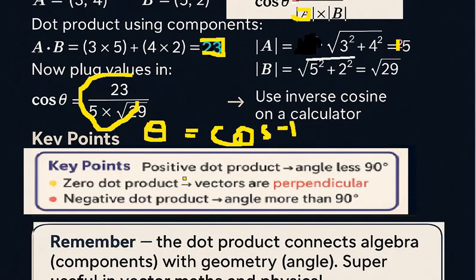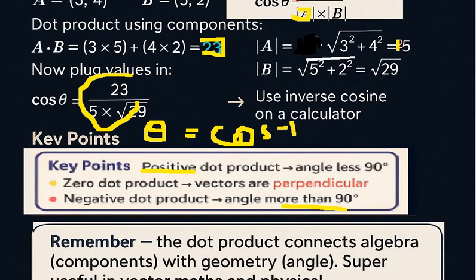Now what are the key points? Positive dot product: the angle must be less than 90 degrees, because when the angle is less than 90 degrees, you get a positive dot product. Zero dot product: the vectors are perpendicular. If you get a zero for a dot b, your vectors are at 90 degrees, because cos 90 is equal to 0. Negative dot product: if you have a negative answer, then the angle is more than 90 degrees.